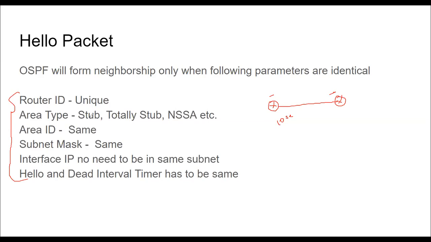Router ID means name. Area type, as of now, we can skip it. Just remember the name alone. Stub, totally stub, NSSA, and totally NSSA, we'll talk about this later. Area ID, of course, the area number has to be the same. If I configure this interface to be part of area 1 and the other in area 0, it will not work. The interface should belong to the same area.